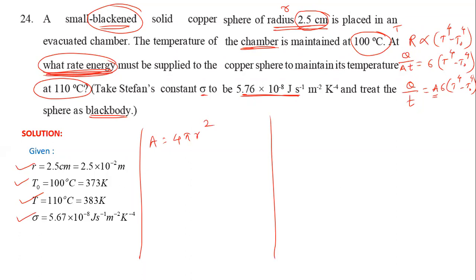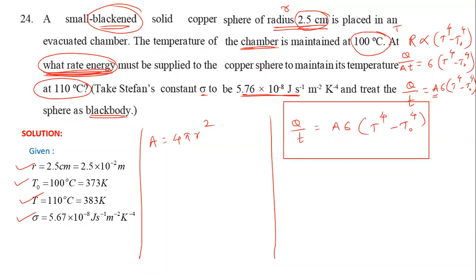Okay? And then Q by T, meaning the rate of emission, is given by the formula A sigma T raised to 4 minus T0 raised to 4. This formula you have to use to find the answer. Now find out the area, and then use this formula: R is equal to A sigma T raised to 4 minus T0 raised to 4.